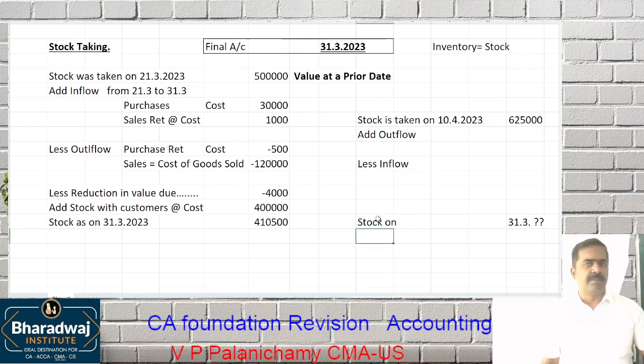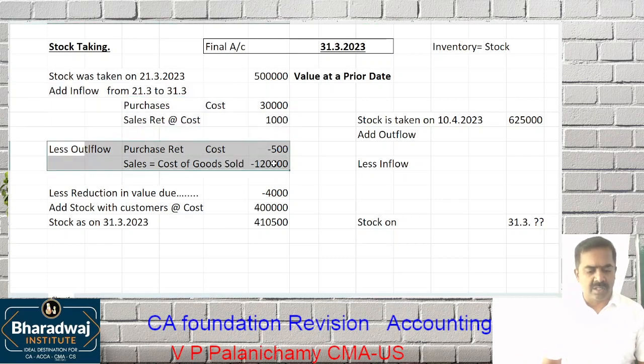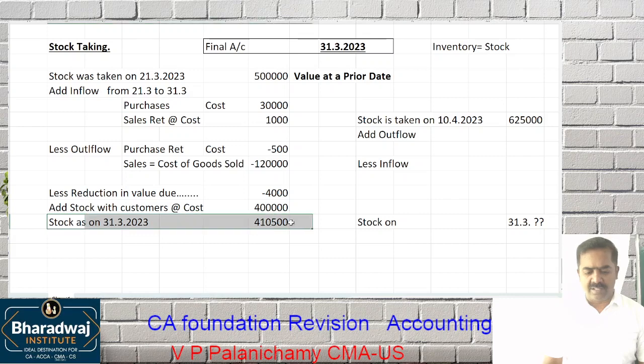Here, it is very simple. Going forward, think normally. Include all the goods that came in, minus all the goods that went out. You will get the stock.